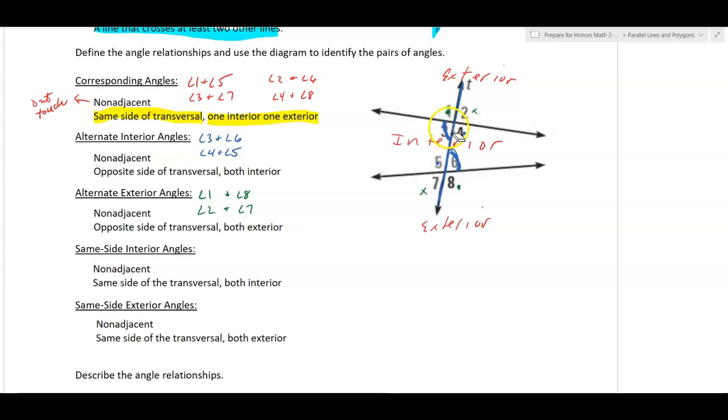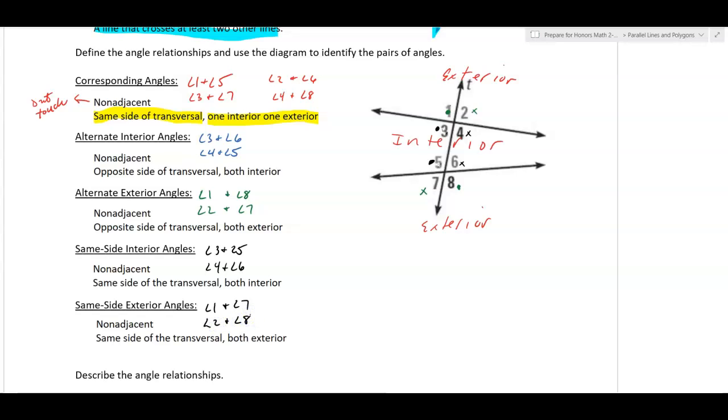Same side interior. When we talk about same side interior, they're non-adjacent, meaning they don't touch each other. Same side of the transversal, both interior. So right here, angle 3 and angle 5 would be same side interior, and then angle 4 and angle 6 would be as well. Very similar is same side exterior, except instead of being both interior, they're both exterior. So a pair would be angle 1 and angle 7, and then angle 2 and angle 8.